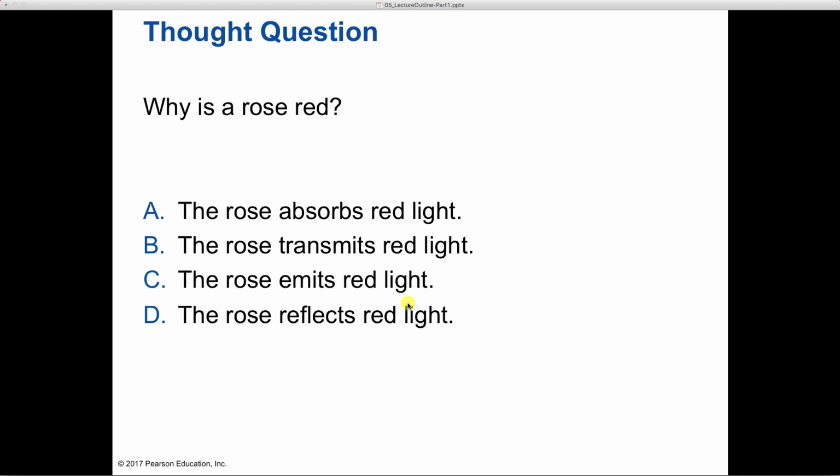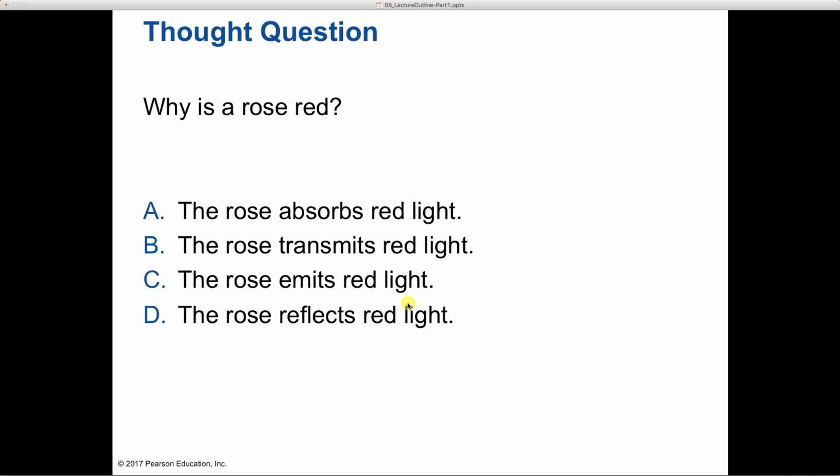Well, the rose doesn't absorb red light, right? Because if we shine white light on it, hold it out in the sun, it looks red, right? So the idea is that it's absorbing everything except red. Does it transmit red light? Well, you can't see through the rose, right? So if you can't see through something, it's opaque. It doesn't transmit anything.